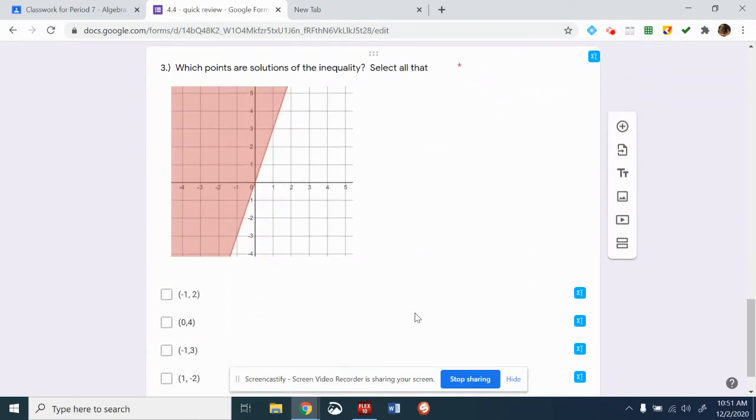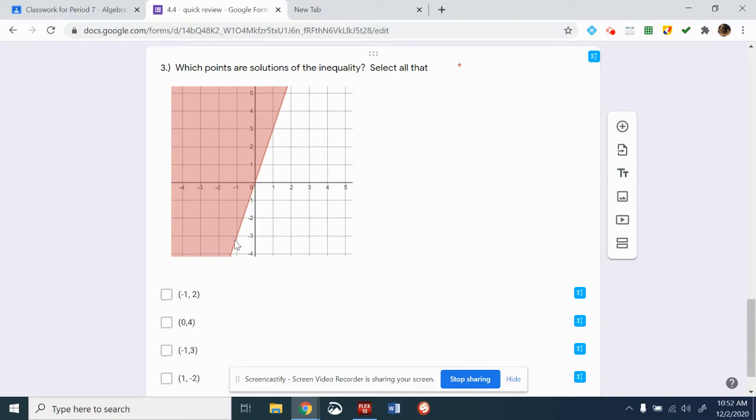All right, and then here for this one, I have a new inequality. Here's the shaded region, and it's a solid line. So taking a look at (-1, 2), (-1, 2) is here. That should be checked. That is a solution because it's in the shaded region. (0, 4) is the next one. (0, 4) is also a solution. (-1, 3) is here. That is also an answer. And (1, -2) is here. That would not count as a solution because it's not in the shaded region.